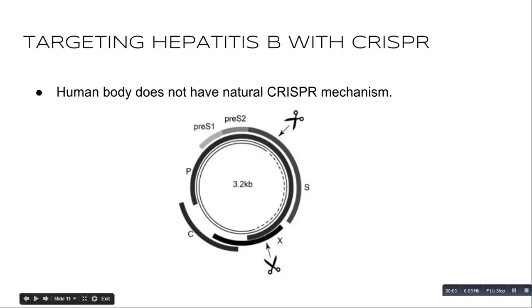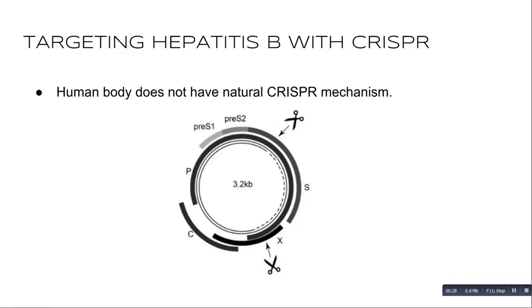Targeting hepatitis B with CRISPR. The human body does not have a natural CRISPR mechanism. We try to fuse this mechanism as a treatment into the human body. To do that, first we need to find a guide RNA for the Cas9 to guide it and cut the virus DNA. For cutting the cccDNA from the hepatocytes, we need to find a guide RNA that will guide us to the target sites with fewer off-target effects.